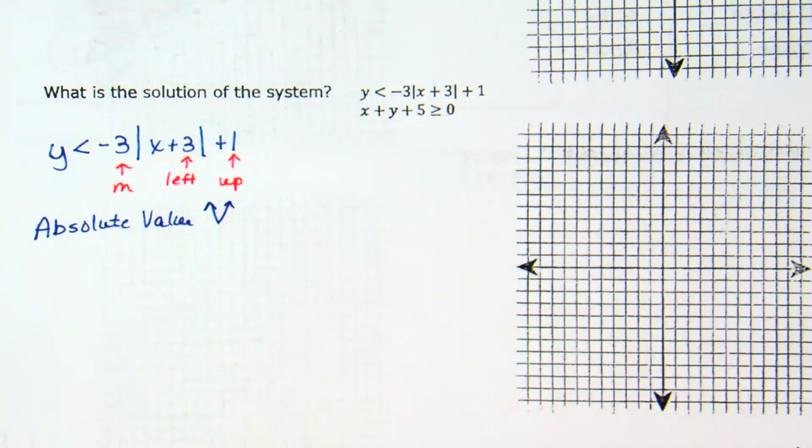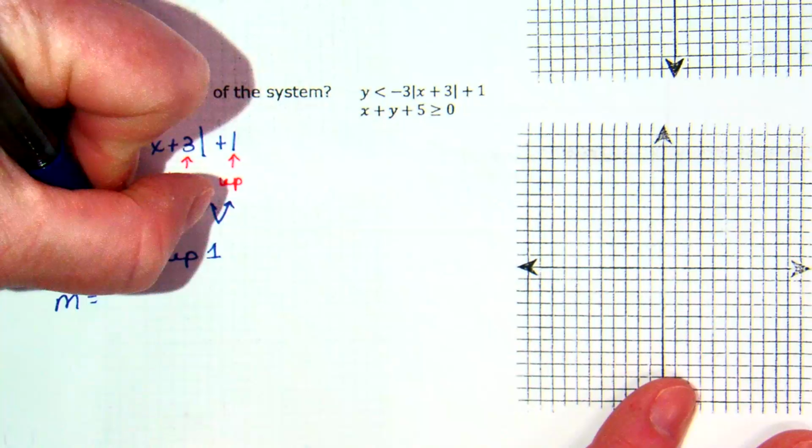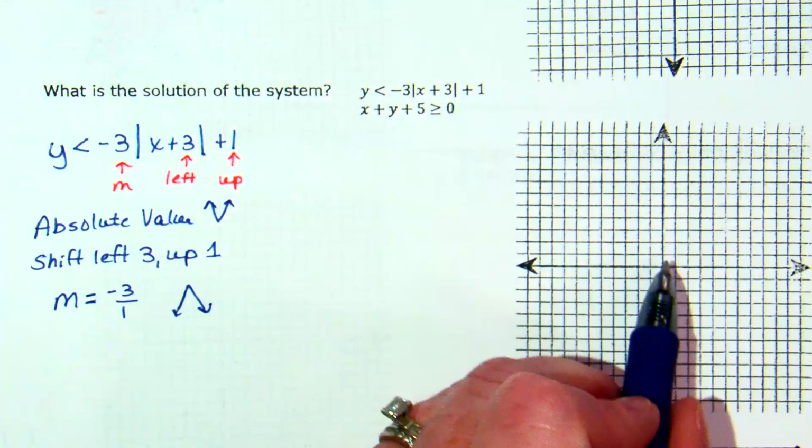So, I'm going to write that real quick, and then we can graph it. So we shift left 3, up 1, and we have a slope of negative 3, which as a fraction is negative 3 over 1. We already talked about that meaning this V is going to end up upside down. So my vertex would normally be at 0, 0, but you're going left 3, up 1.